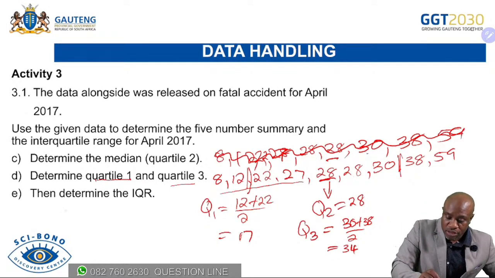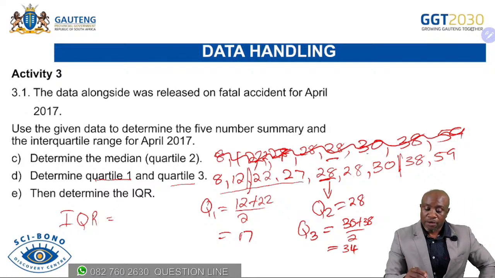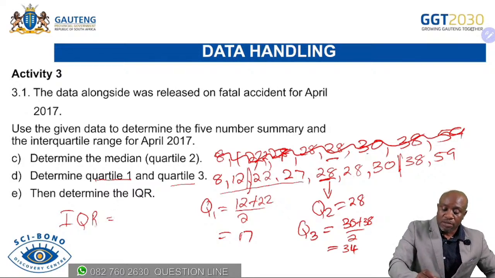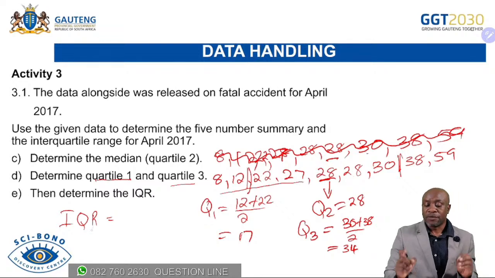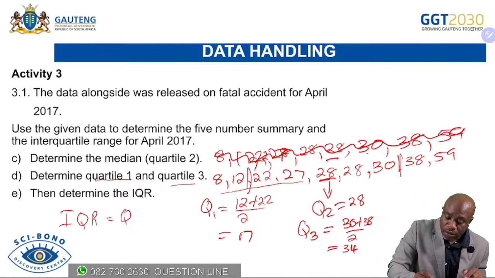And the last question there, determine the IQR. We now know what IQR means, interquartile range. Don't be fooled by the word range. The range is of the quartiles. The highest quartile is the upper quartile. The lowest quartile is the lower quartile. So it's Q3 minus Q1.